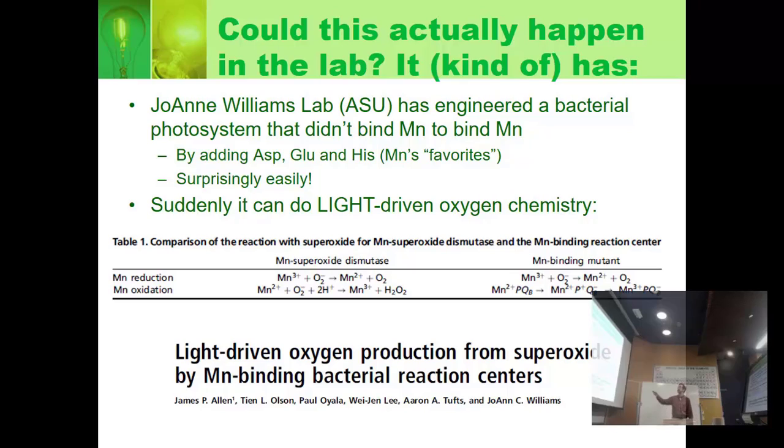But it didn't bind manganese, it didn't do photosynthesis. So what she wanted to do is put a manganese right there where all the energy was coming down. And she just added Asp, Glu, and His. By the way, if you look at those rules, what she did was exactly what Williams said you should do. And this was not the hard part. Everything else was the hard part. And then suddenly, it will do the oxygen chemistry only in the presence of light.